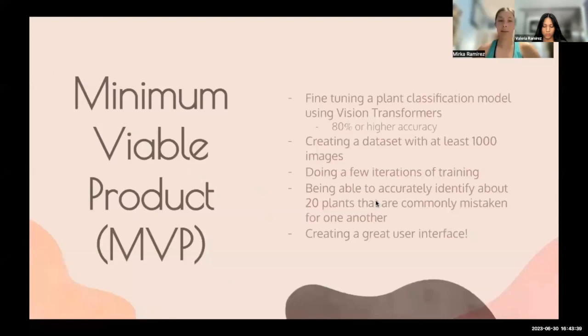For our MVP, minimum viable product, we created a data set with at least 1,000 images, and then we fine-tuned our model using vision transformers, training the model to 80% or higher accuracy, and we used these images in our website. During this process, we were able to accurately identify about 20 plants that are commonly mistaken for one another. This was implemented into our website, making it a very fun and interactive final product.